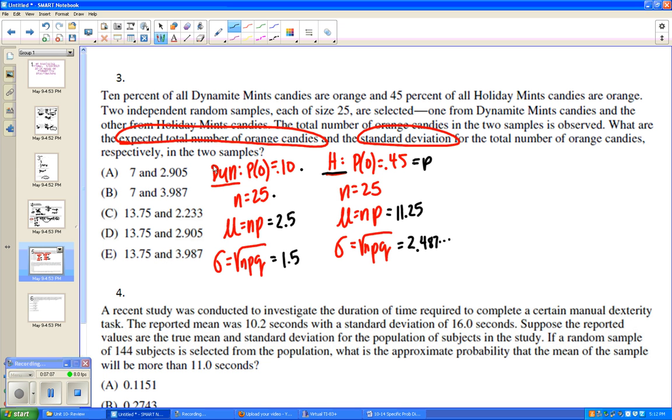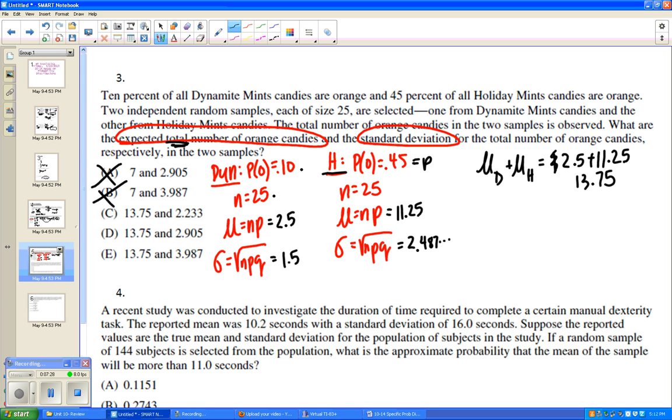Now we want to find the expected value for the total. Means we can add. So the mean of, let's say, dynamite plus the mean of holiday, we're allowed to add them. We get 2.5 plus 11.25, and that gives us a total of 13.75. So that's great. That gives me, I'm down to C and D.